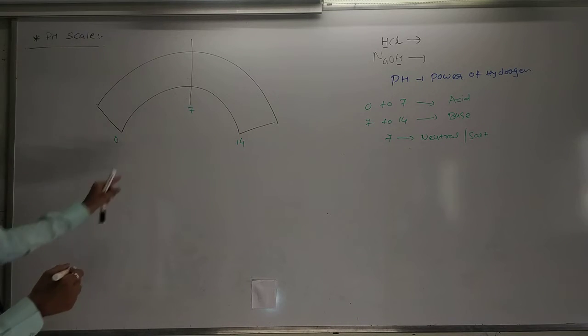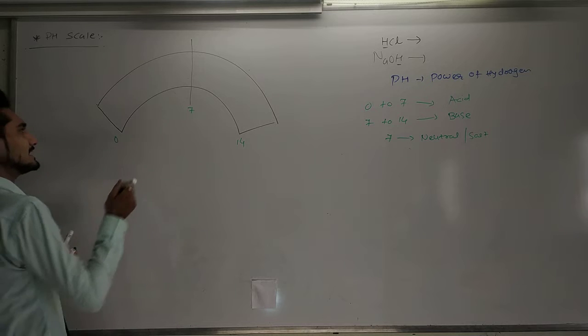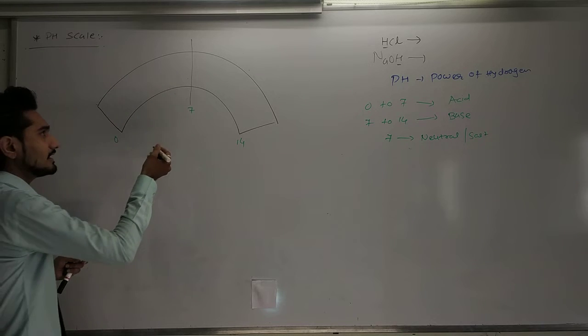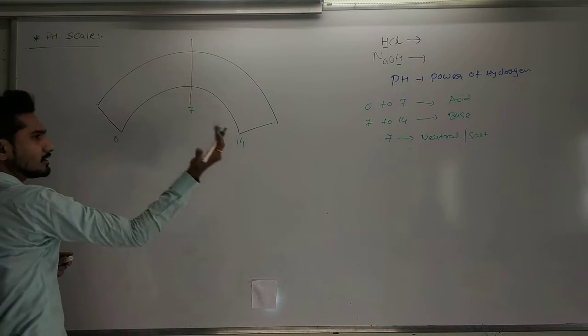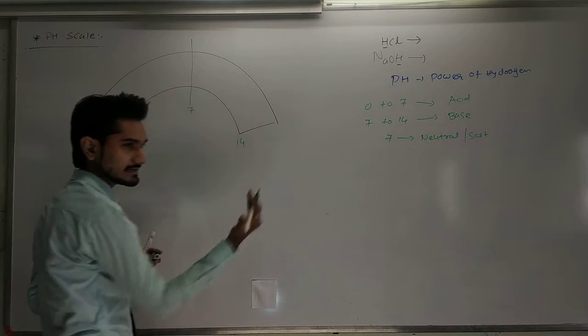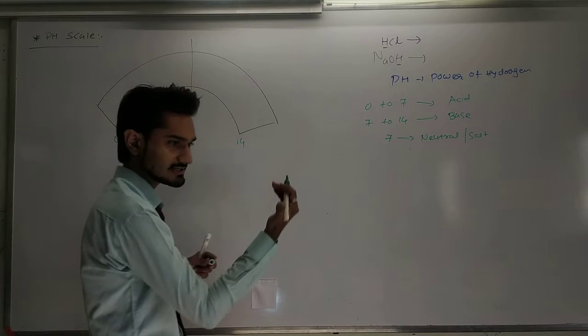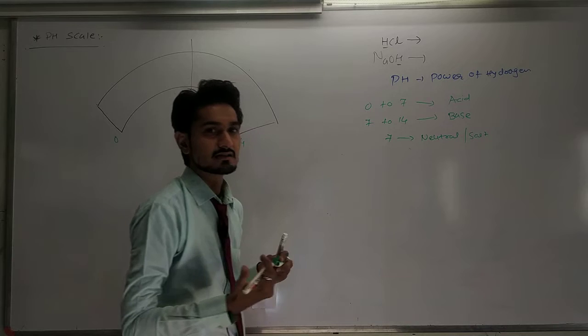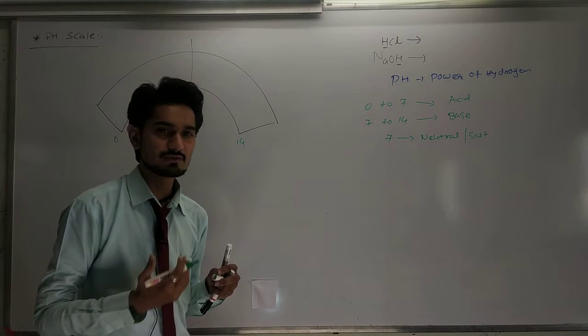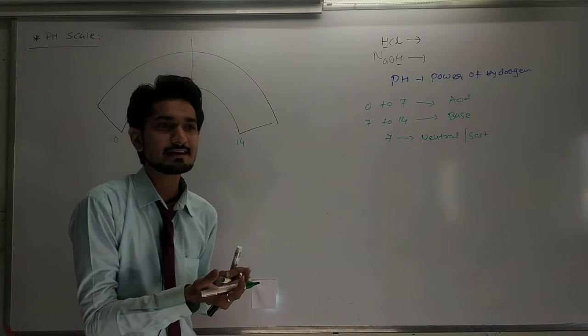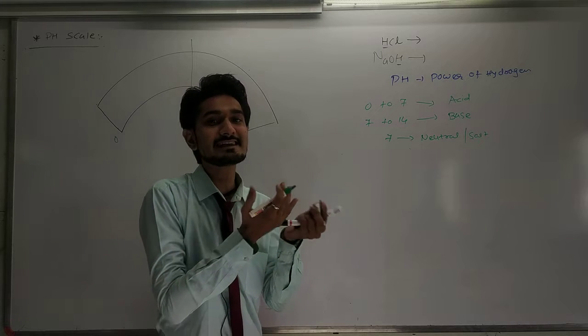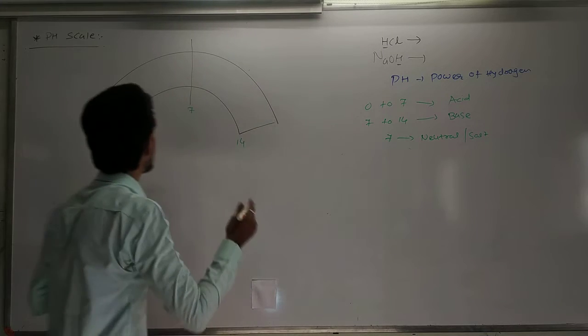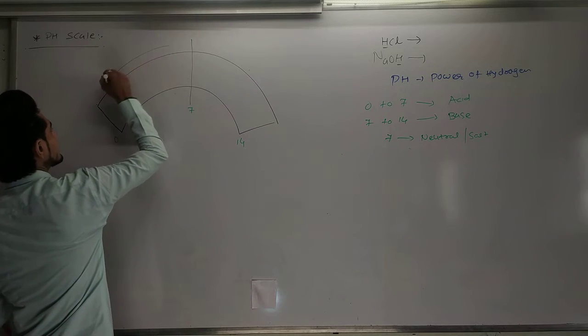Now, it is a 0 to 7 value that is defined as acid, and whenever the level of pH decreases, whenever the power of hydrogen's level decreases, the substance or the liquid you are checking becomes more acidic in its nature.